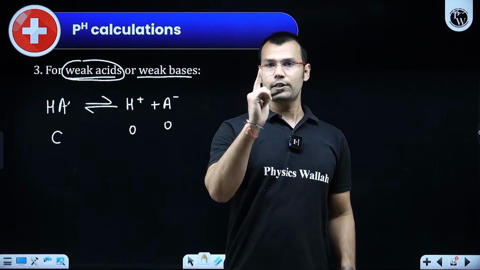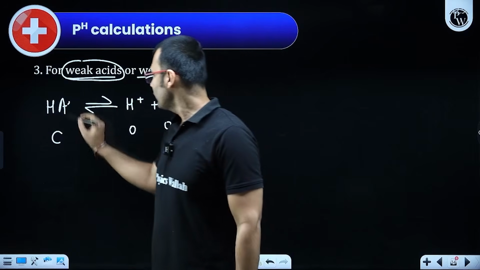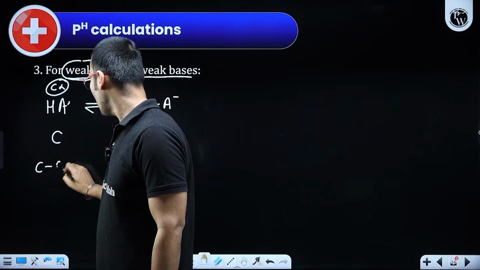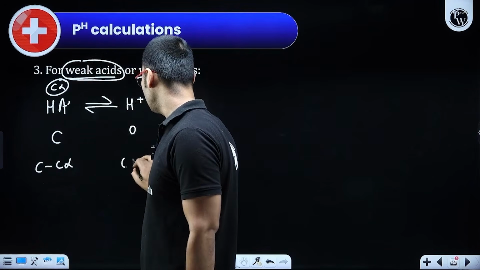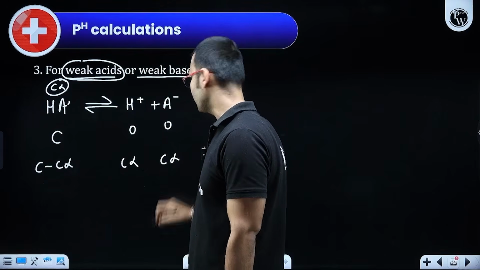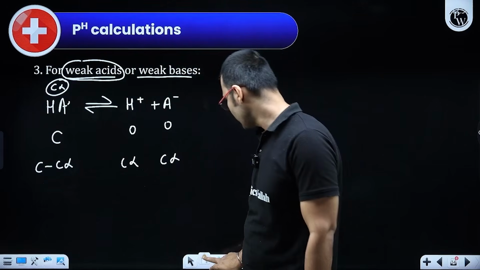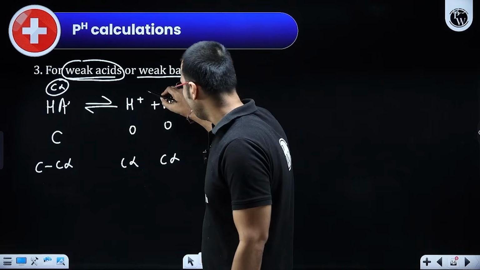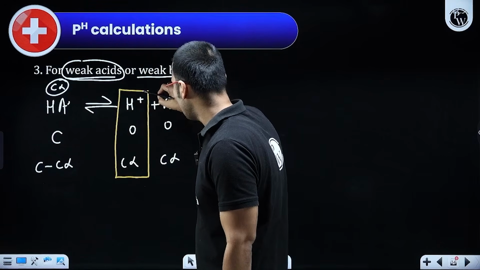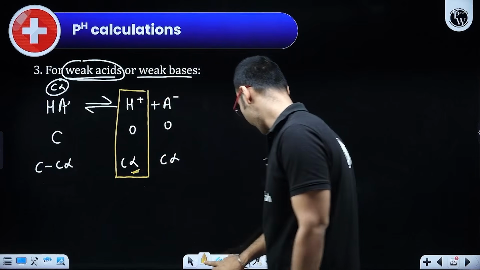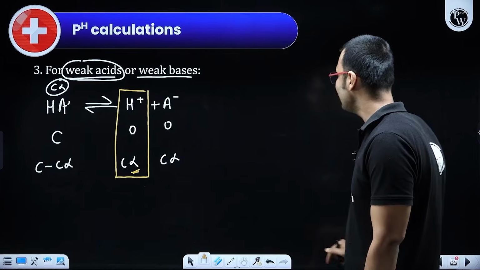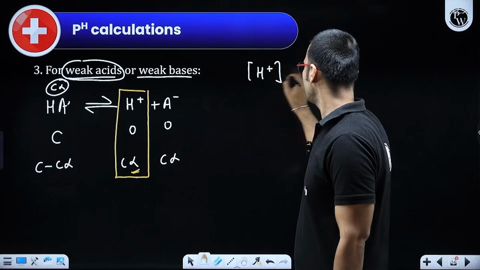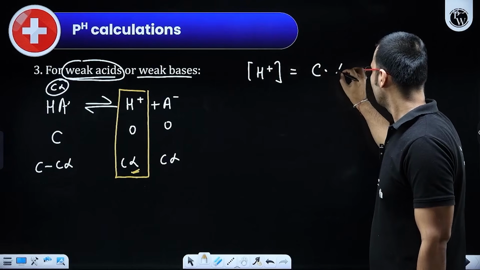If the degree of dissociation is alpha, then the dissociated amount will be C alpha, right? So after dissociation, how much acid will remain? C minus C alpha, H plus will be C alpha and the anion will be C alpha. And now you have got the concentration of H plus. For this weak acid solution, you can say that the concentration of H plus ion is nothing but C alpha. And once you have got the H plus concentration, you know how to get pH. Here the concentration of H plus is C alpha, right?